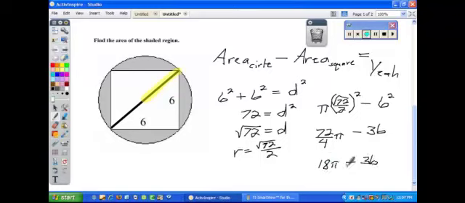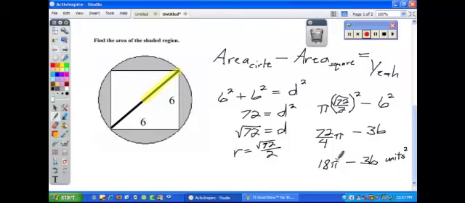Now, this would be in square inches, feet, miles, yards, whatever your original lengths were in. That's what this will be in. So let's just say square units. So units with a little 2 above them, or you could write out squared units.